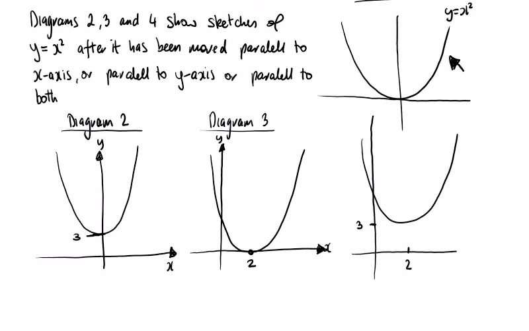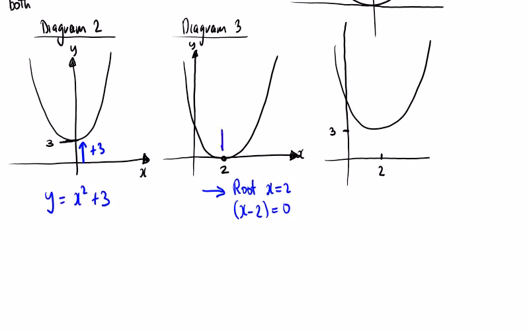So what's happening here? The graph has moved up 3. So it's going to be y is equal to x squared plus 3. This one has shifted to the right too. So you can see here, the solution, the root here would be x equals 2. So the factor there would be x minus 2 equals 0. And if you see that this is a double root type quadratic, or a perfect square, the graph of this one would be x minus 2 all squared.